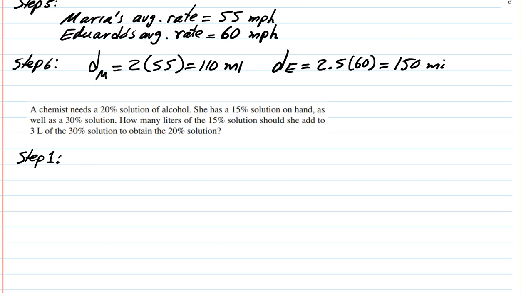So she needs a 20% solution. She has a 15% solution as well as a 30% solution. How many liters of 15% should be added to 3 liters of 30% solution to obtain the 20% solution? So she has a 15%, she has a 30%. These are the strengths of the solutions, right? So let's say here's one part. I'll give you a better figure in just a moment here.